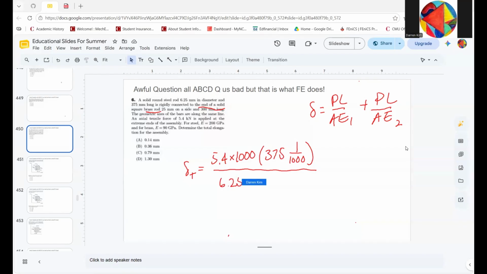Always check if it's diameter or not. You can get messed up by it real easily. And it's 1,000 squared. E equals what for steel? 200 multiplied by 10 to the negative 9.